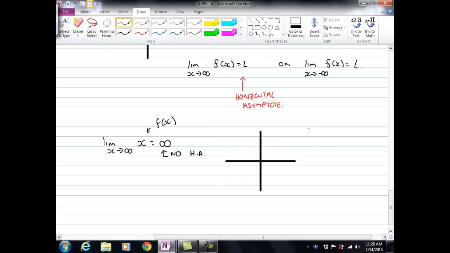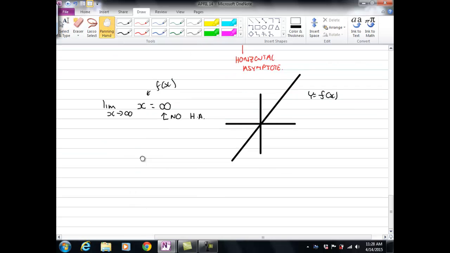Y equals f of x. Well, y equals f of x is a simple straight line that goes through the origin. And that's the reason why there's no horizontal asymptote. Simple. Say, hey, Mr., that was pretty easy.